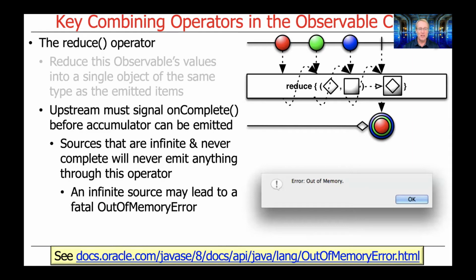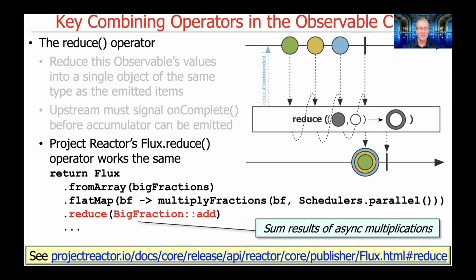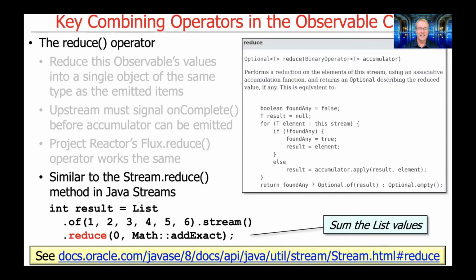Keep in mind, of course, that sources that are infinite and never complete will therefore never emit anything using the reduce operator. And therefore, an infinite source is very likely to lead to a fatal out-of-memory error, which is naturally a bad thing to have happen. Project Reactor's Flux class has a reduce operator that works essentially the same way that the reduce operator works for RxJava's Observable class. Here you can see the same example we looked at for Observable, just using a Flux to sum the results of asynchronous multiplications.